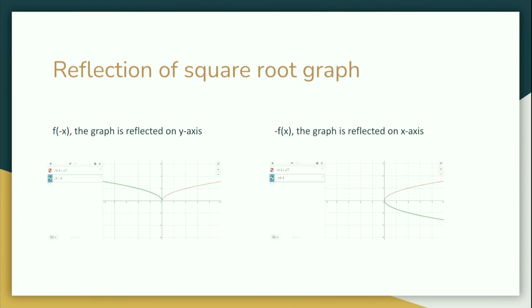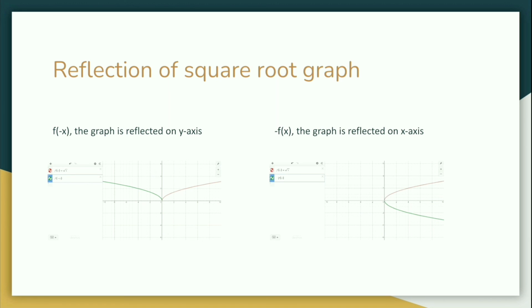Reflection of square root graph. For f(-x), the graph is reflected horizontally. For example, the general formula for the square root graph is reflected on the y-axis. By referring to the diagram, the red color represents f(x) and the green color represents f(-x).